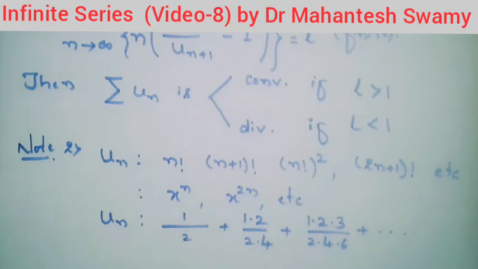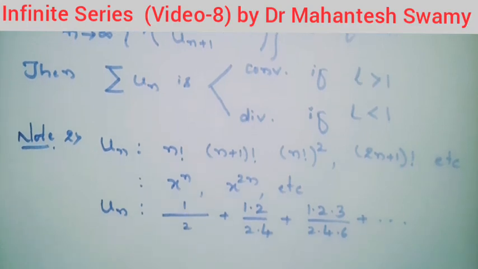And one more important thing is that the ratio test is usually preferred when u(n) cannot be simplified, as we have done in the case of the comparison test. If it is easy to simplify u(n), then we can go for the comparison test. If it is not possible to simplify u(n), then it is preferred to go for the ratio test. And if the ratio test fails, it is advised to go for Raabe's test. So this is all about the ratio test and Raabe's test.